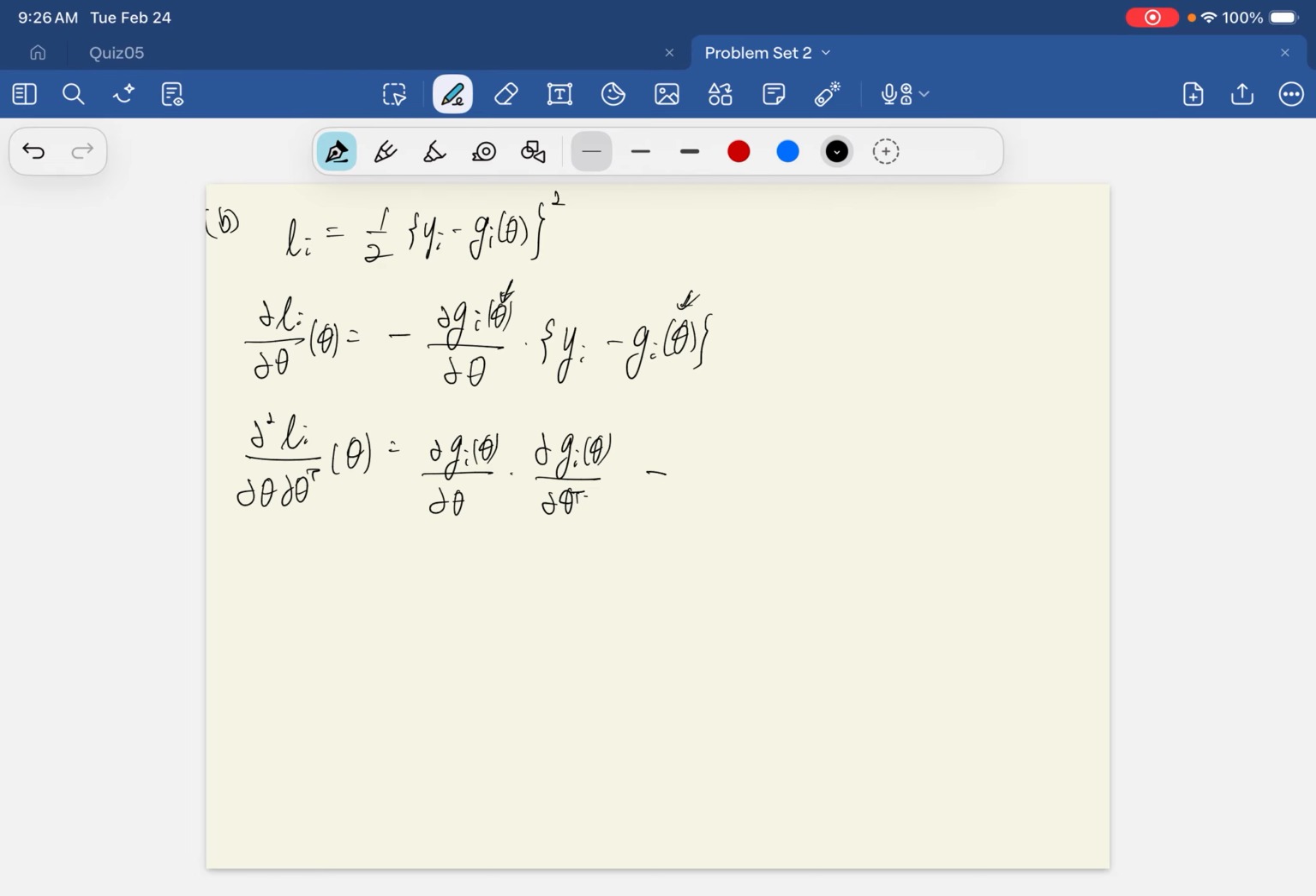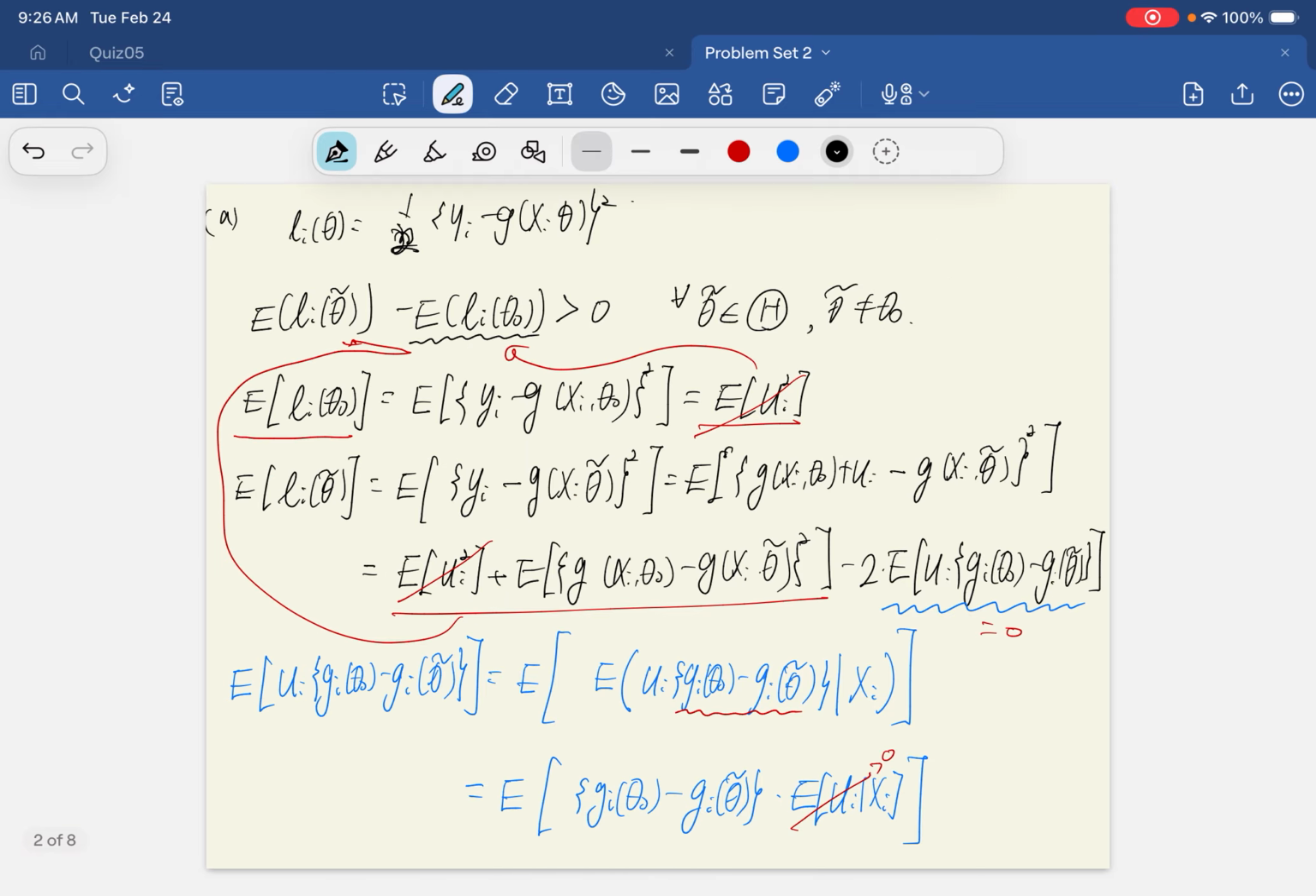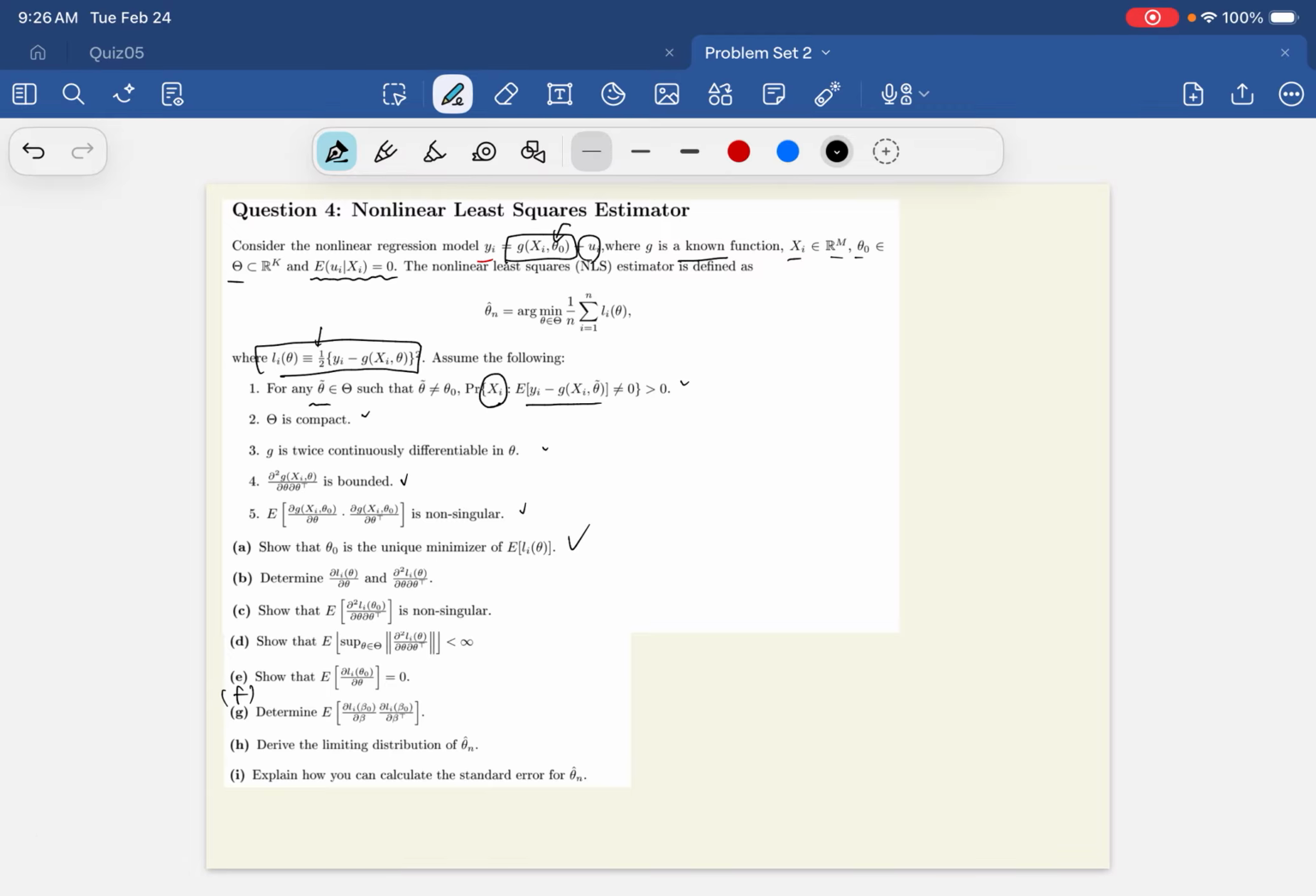Minus, now if I differentiate with respect to the first one, this is the second order derivative. So I just did the calculus here for the later questions. Let's see the next one. Part C, show that this is non-singular.